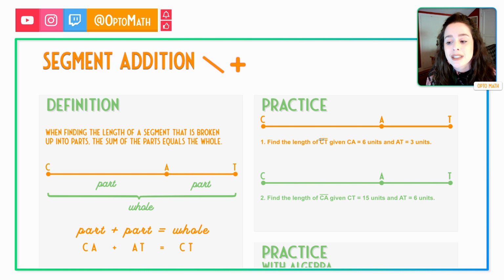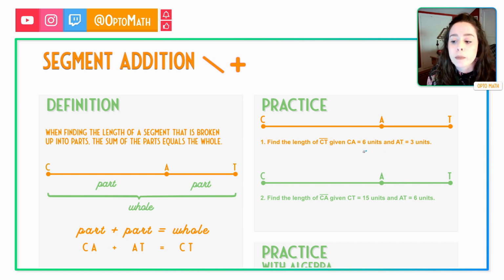The reason there is a line on top of CT, that segment notation for just that line without arrows, is because we're basically naming CT. We're not saying CT equals a number value. That's what we're going to find. So when we write our answer, we're not going to have the segment bar on top of CT. So that's the differentiation there.